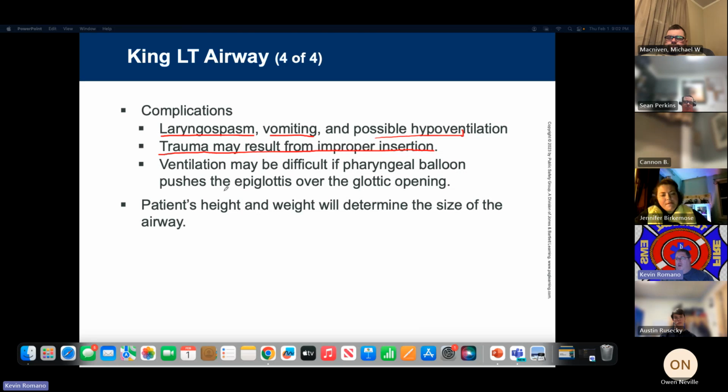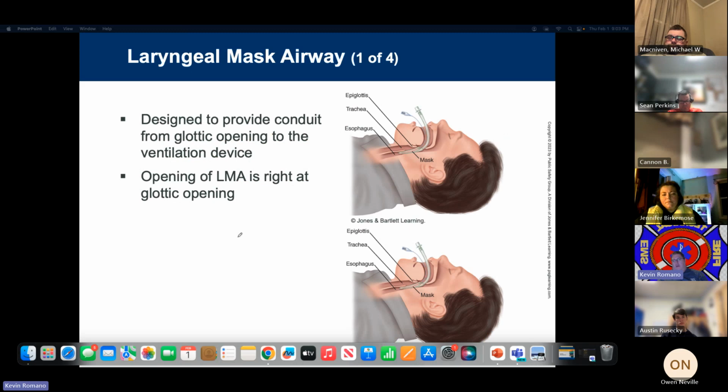If the pharyngeal balloon pushes the epiglottis over the glottic opening, it might be very difficult to ventilate. So overinflation is also bad because it can do this. We go by the patient's height and weight to determine the size of the airway that we need, right? So with the Kings, it's done by height, and iGels are done by weight. So Kings are height, iGels are weight. And weight is done in kilograms, so you have to convert everything.